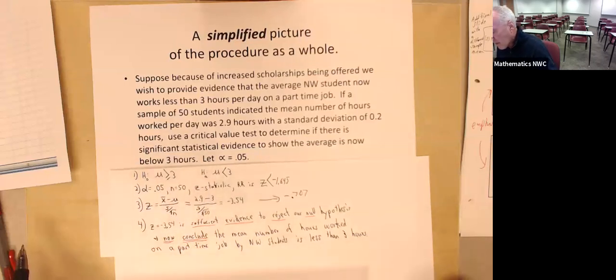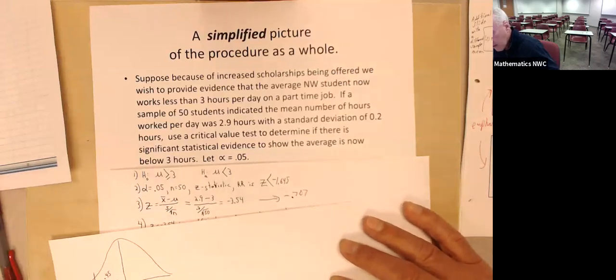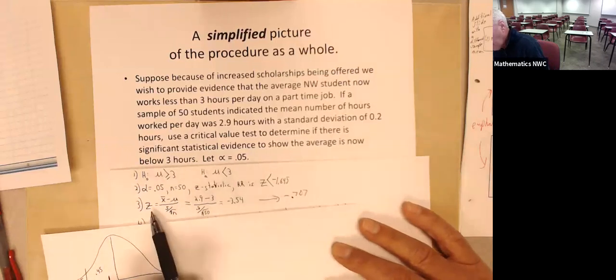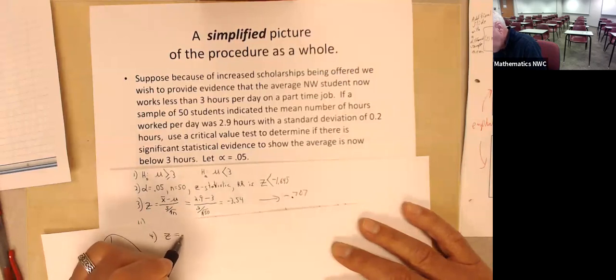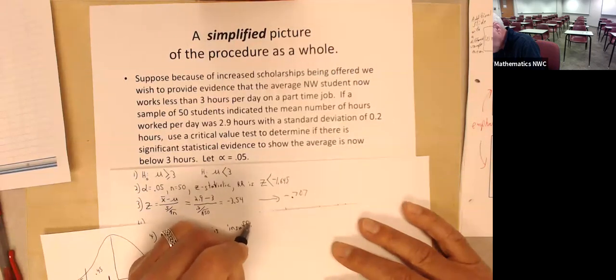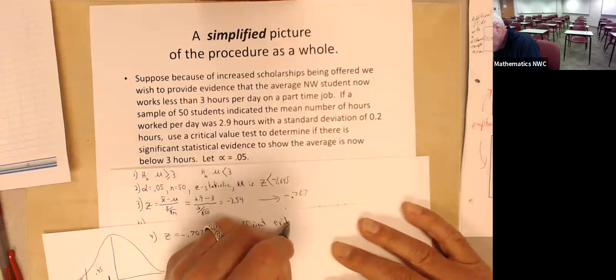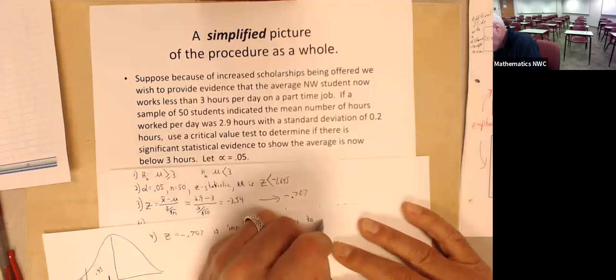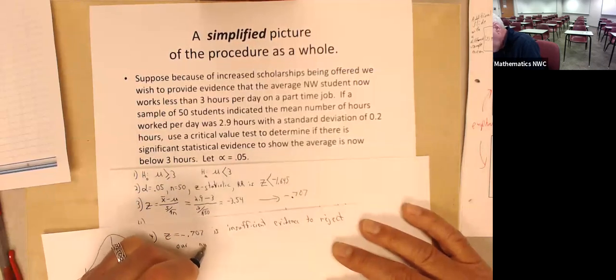What would I have written out in that scenario? If my z had been this number, number 4 would have been written like this. Z equal to a negative 0.707 is insufficient evidence this time. I did not go over that line. I have insufficient evidence to reject our null hypothesis.